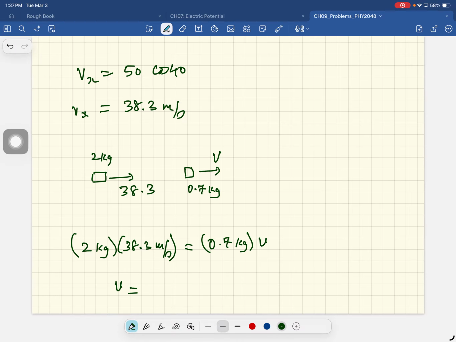All right. And then what is the last part? Where does the 0.7 kg piece land relative to where it was fired from? Okay, so this is slightly involved.